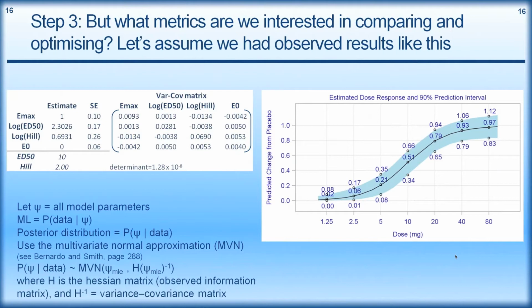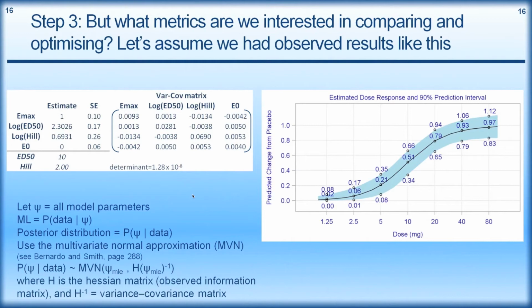But what metrics are we interested in comparing and optimizing? Well, we're going to start trying to work backwards. I'm going to give an example where we work forwards and show how we would normally then try to work backwards. So imagine we had observed a result like this. Perhaps we have an Emax estimated at 1, the ED50 is estimated at 10, the Hill coefficient is estimated down at 2, and the E0 is at 0. And we have these standard errors and this variance covariance matrix.